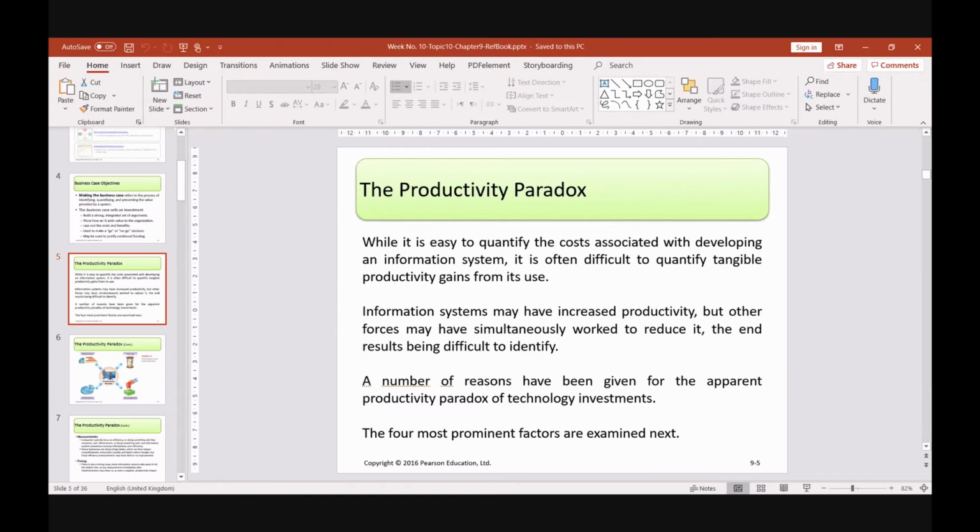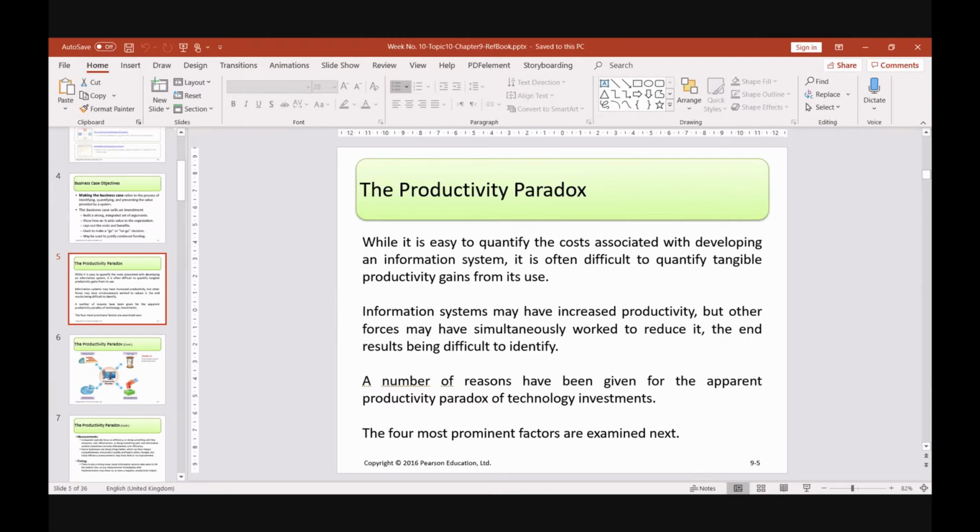Paradox, you know the productivity, but what is a paradox? It is something that creates confusion, which is not very clear. So when we are acquiring an information system, or not acquiring an information system, there are some factors that create confusion. Even though the information system is working very fine, there are still some problems. So what are those things we need to discuss in this paradox?